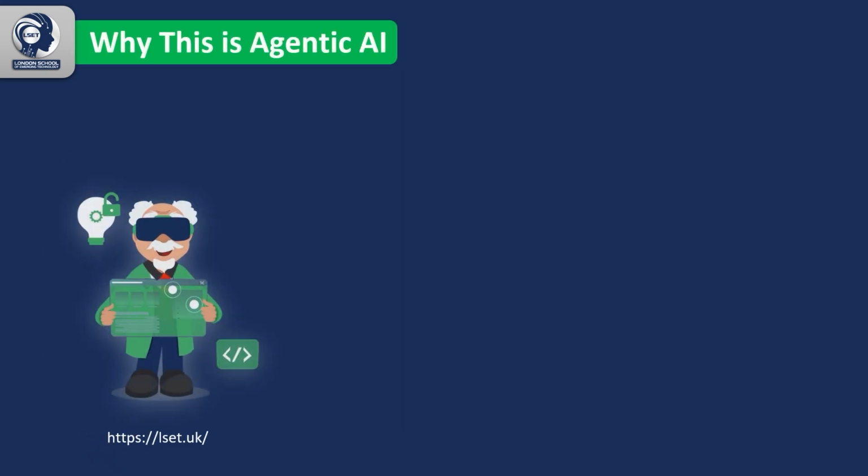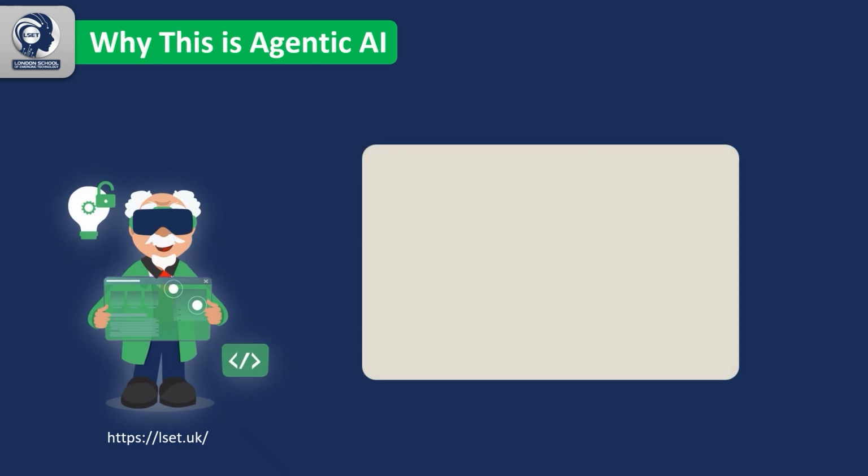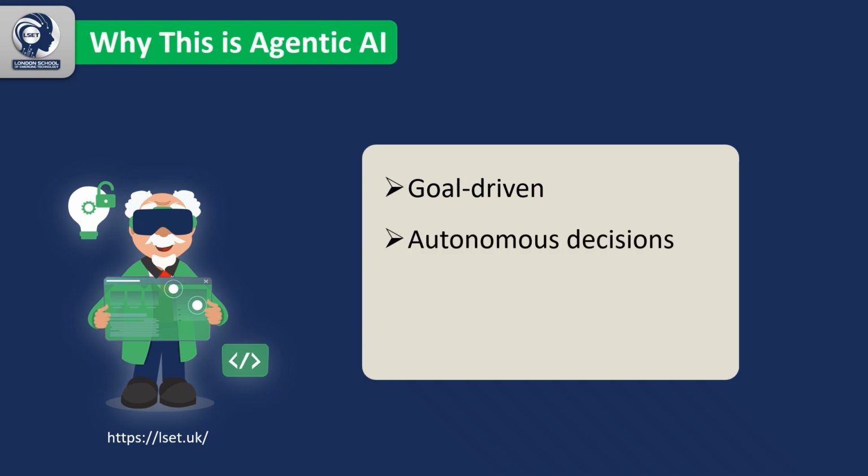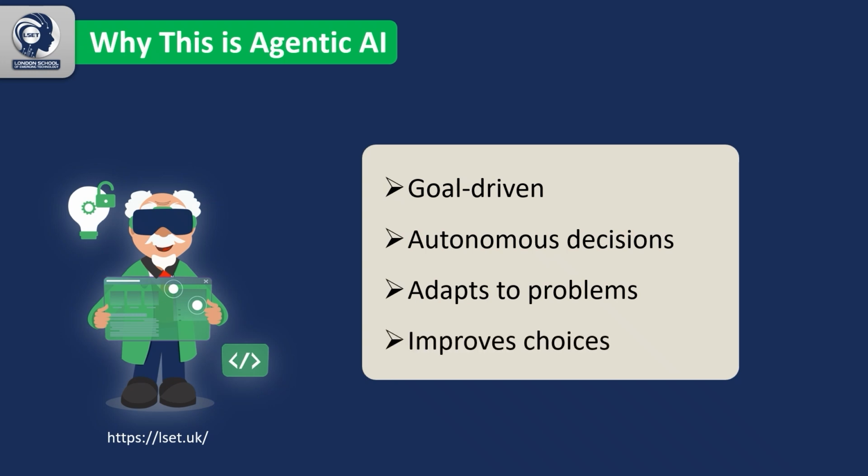This system is considered agentic AI for a few key reasons. It is goal-driven, meaning every action is focused on achieving a clear objective. It makes autonomous decisions without needing constant instructions from a human. It can adapt to problems when conditions change, and over time it improves its choices based on experience and feedback. These characteristics together are what truly define an agentic system.